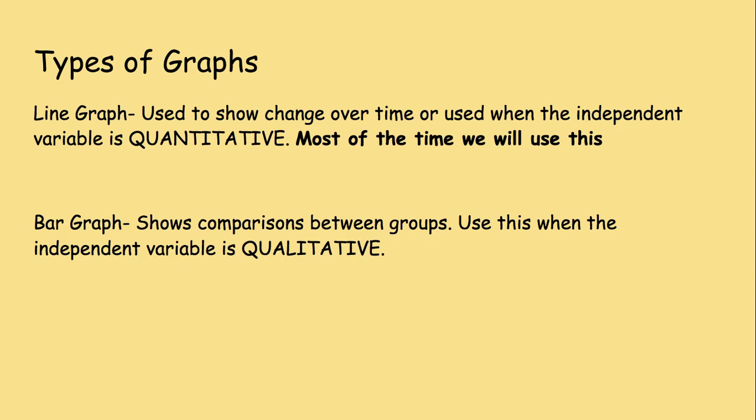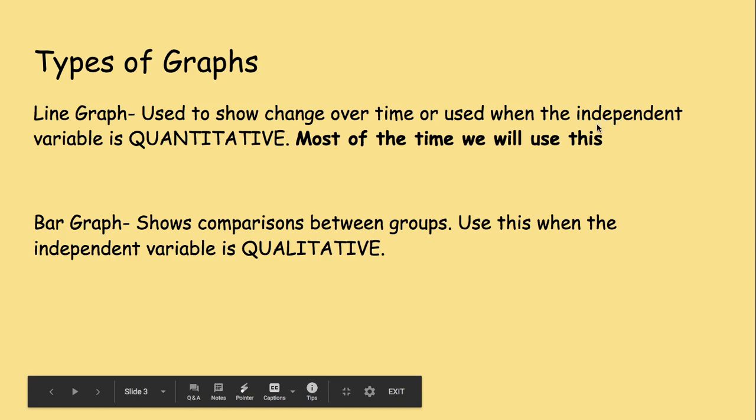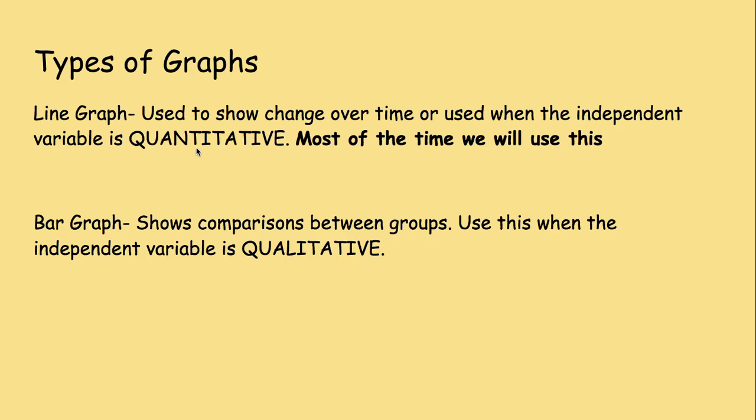The main difference between a line graph and a bar graph is whatever the independent variable is. If the independent variable is quantitative, that means it's a number value. Temperature is a number, time is a number, depth is a number. That would be a line graph. This is generally the one we're going to use. But that doesn't mean bar graphs are bad. Bar graphs are just fine. They just show us different information.